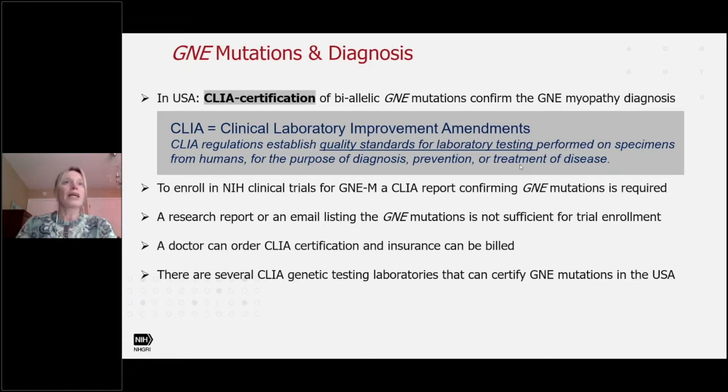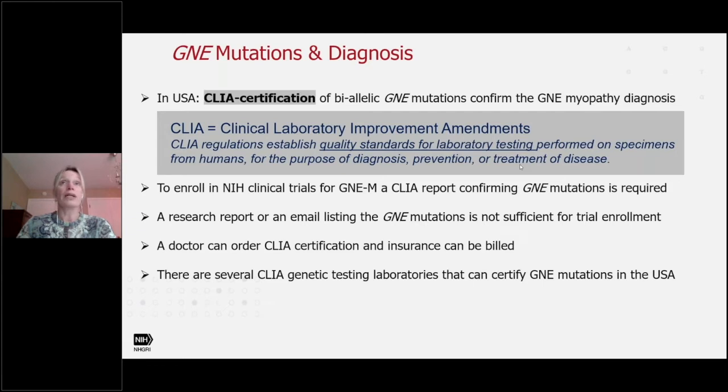So to enroll in NIH clinical trials for GNE myopathy, a CLIA report confirming 2 mutations in GNE is required. If patients present a research report or an email listing their GNE mutations, it is not sufficient for clinical trial enrollment. And a doctor can order a CLIA certification, and insurance can be billed. In most cases, they pay.